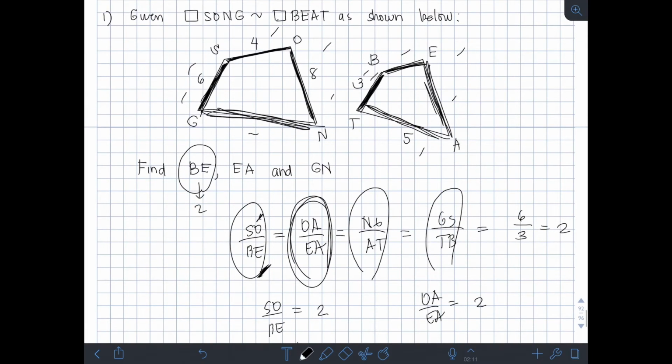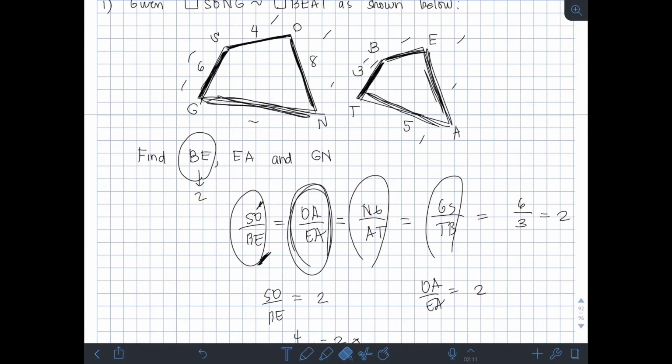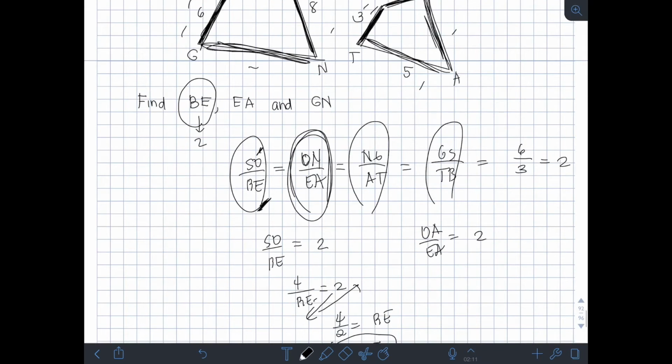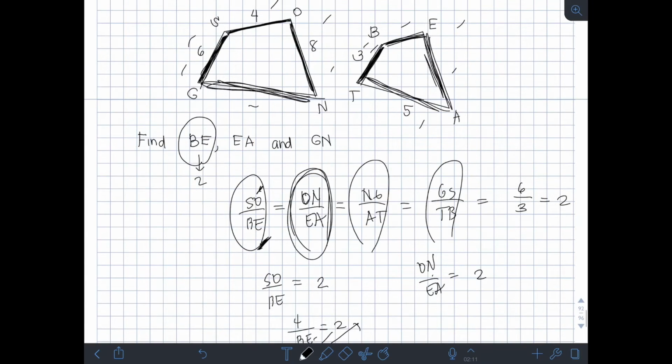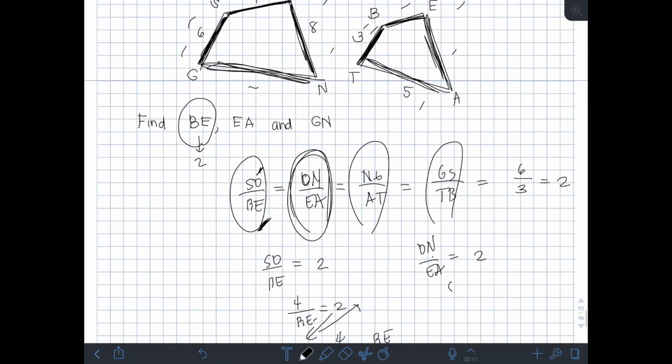So, OA should be ON, right? Not OA. Okay, so mali tayo. ON over EA dapat. Okay? ON over EA. So, ON is 8, right? 8 over EA, yung hahanapin natin. So, unknown, equal to 2.